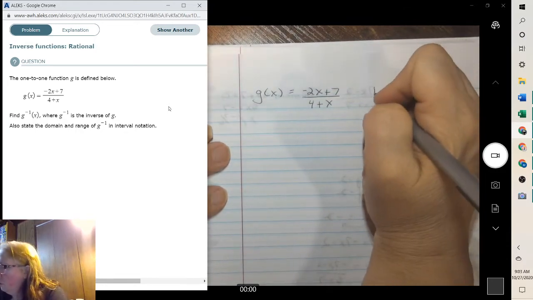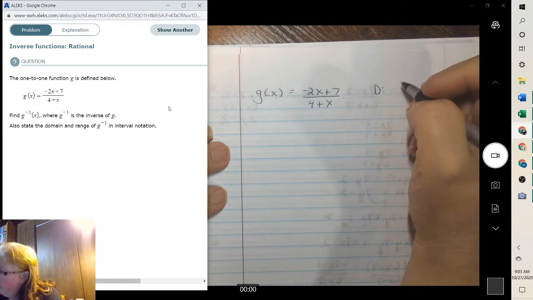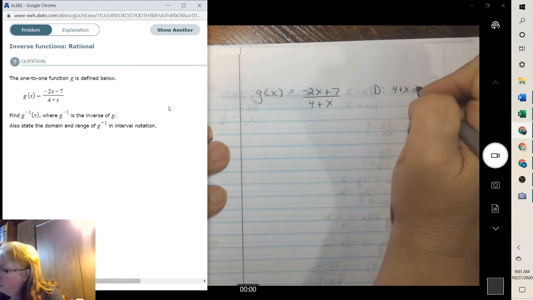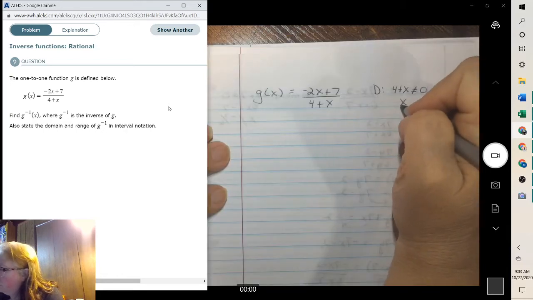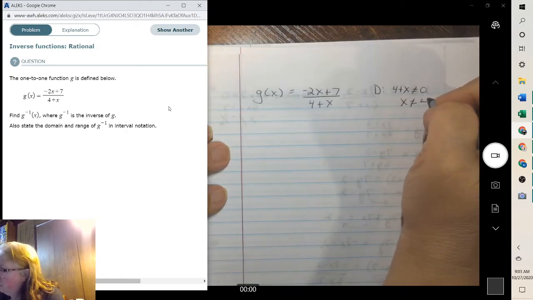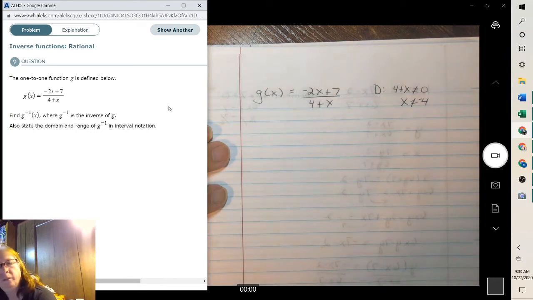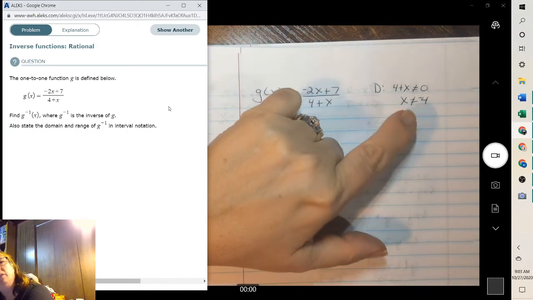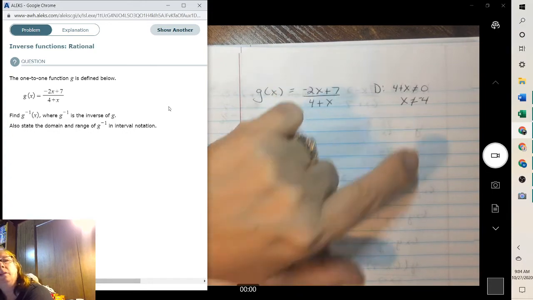Okay, let's find the domain first so we don't have to come back. The domain, 4 plus x cannot equal 0. Subtract the 4. So x cannot equal negative 4. So the range on the inverse will be x not equal to negative 4.